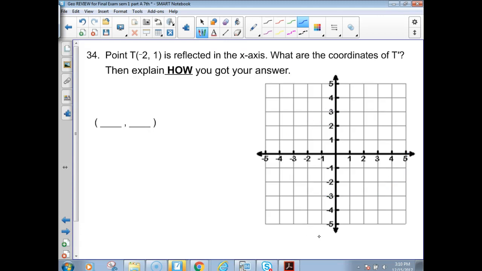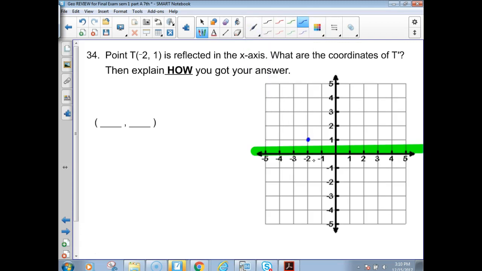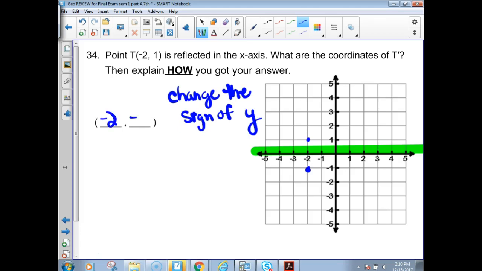Okay, 34, point T (-2, 1) is reflected in the x-axis. You should know the x-axis is the horizontal axis right here. Now, it says to explain how you did it. There are two different explanations you could use. You could say I counted how far away the point was from the x-axis and went over to the other side the same distance. Or you could say I changed the sign of y. All right, so it'd be (-2, -1), the new location.